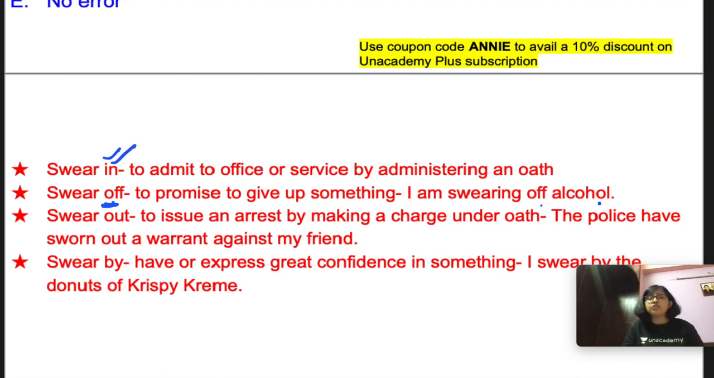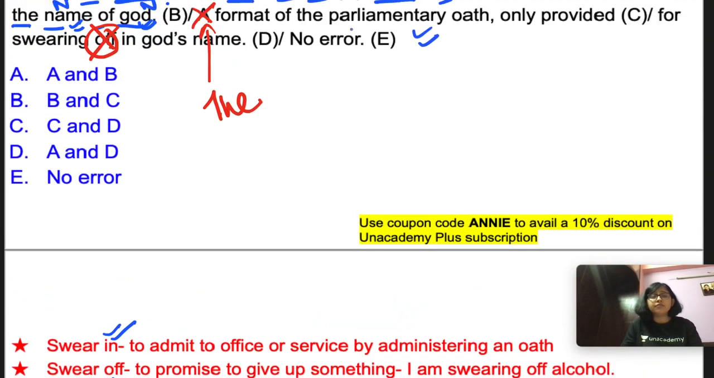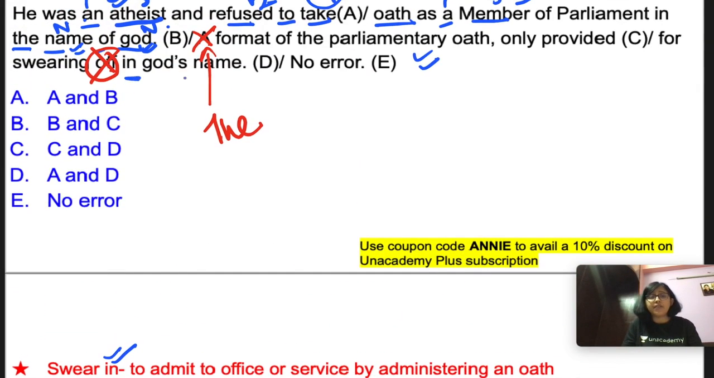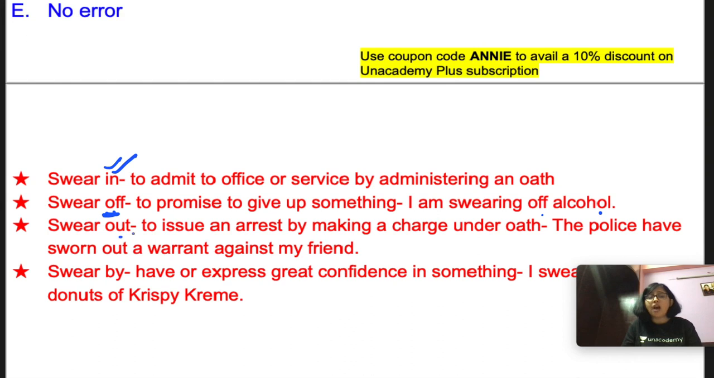Swear in means to admit to office or service by administering an oath, which means to assume a power by taking oath. So here swear in will be the correct one, swearing in God's name. Swear out means to issue an arrest by making a charge under oath, which means to give an arrest warrant, to arrest someone. The police have sworn out a warrant against my friend.